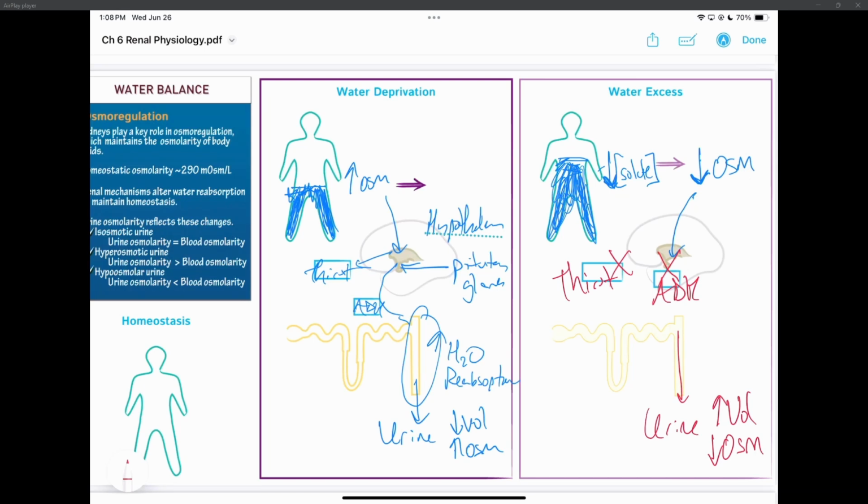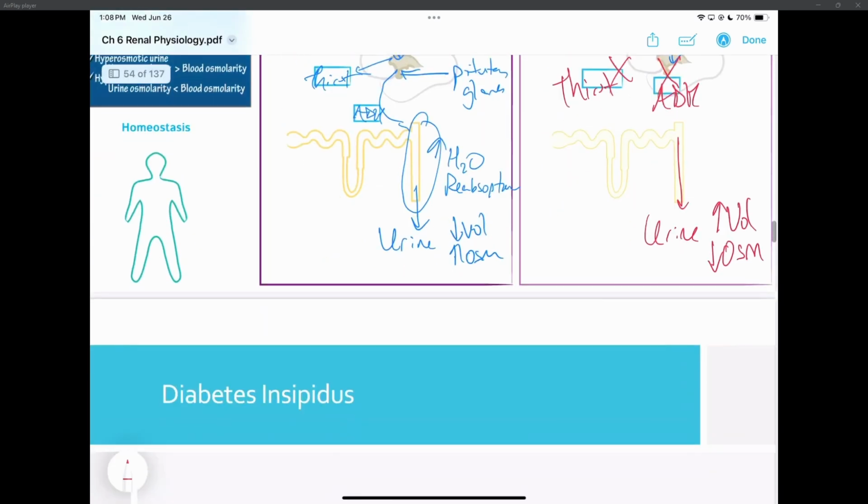We're getting rid of the solvent. We're getting rid of the water. So we're getting rid of it in the urine. Urine volume goes up. That's why you start peeing when you break the seal when you're drunk. And it's clear because it's very, very dilute. There's not a lot of solutes in it because you're retaining everything. Okay, so that's water balance.